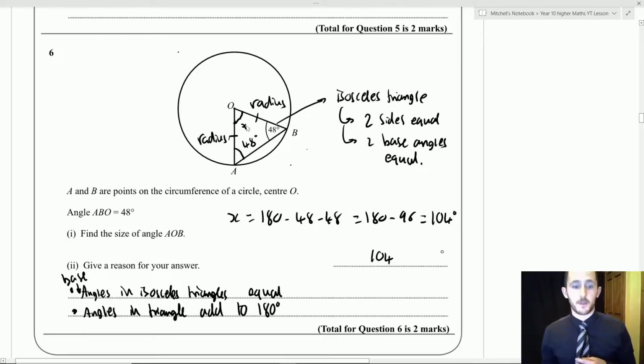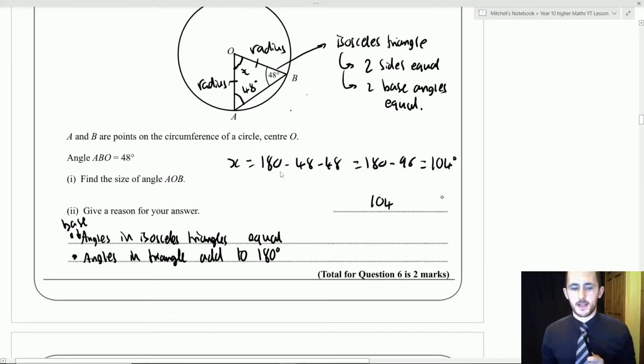I'm covering all the circle theorems, yeah. We've gone through a few already. If you want, at the end I'll do a bit of a summary. We've gone through most of them already. Perfect. But I will go through them once again at the end.